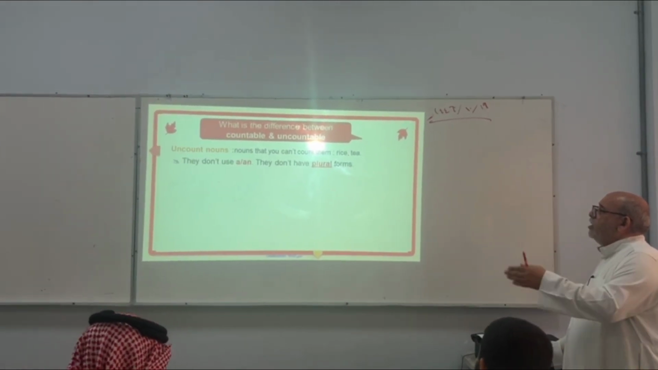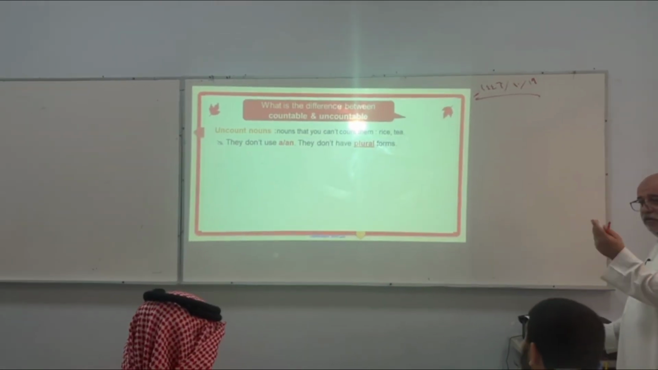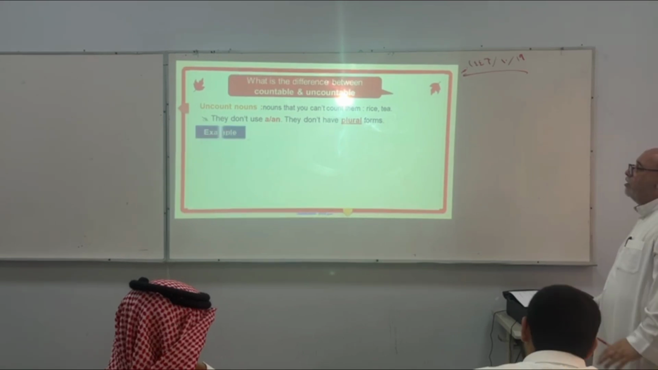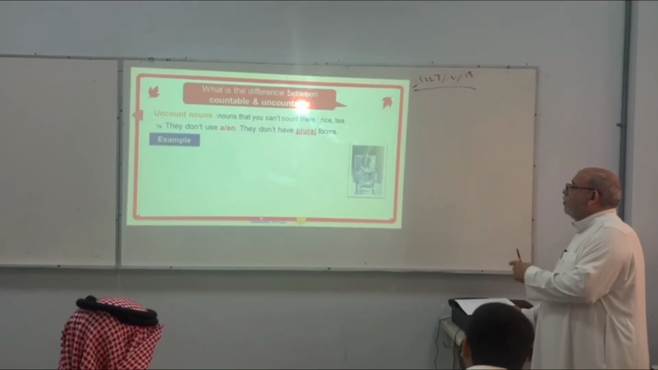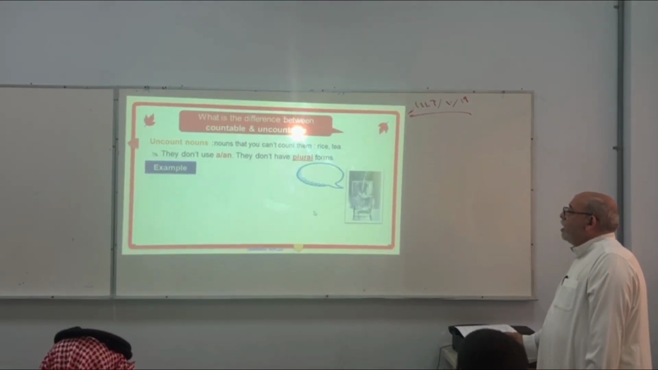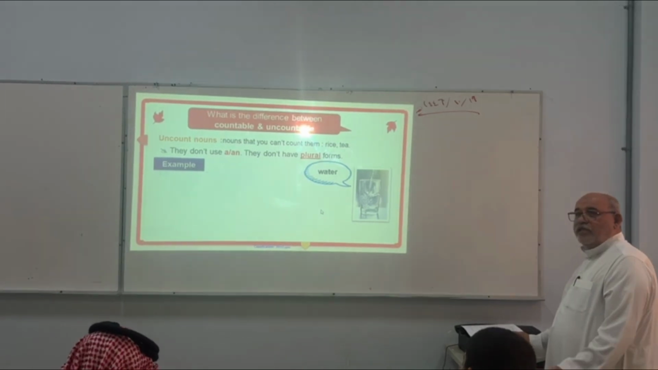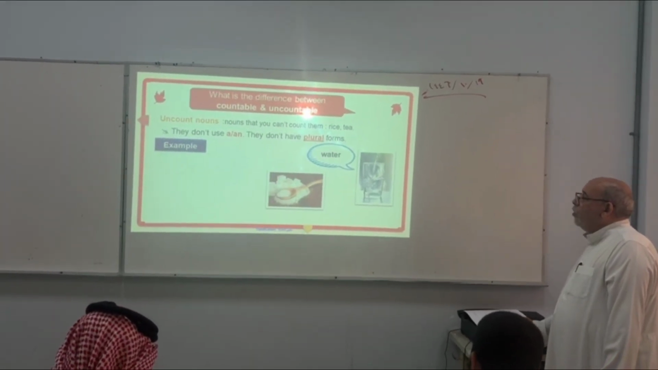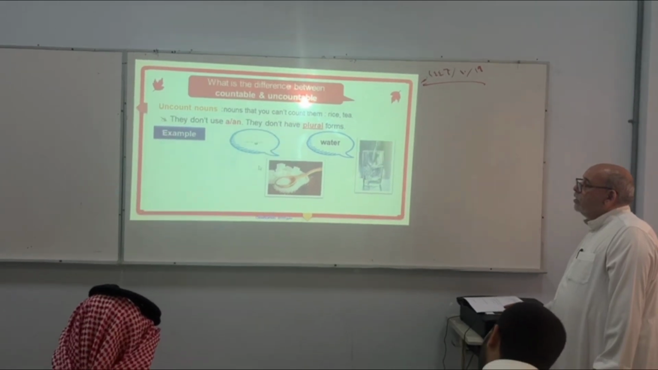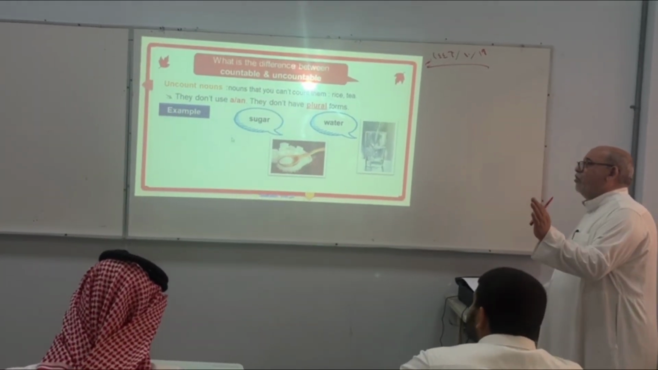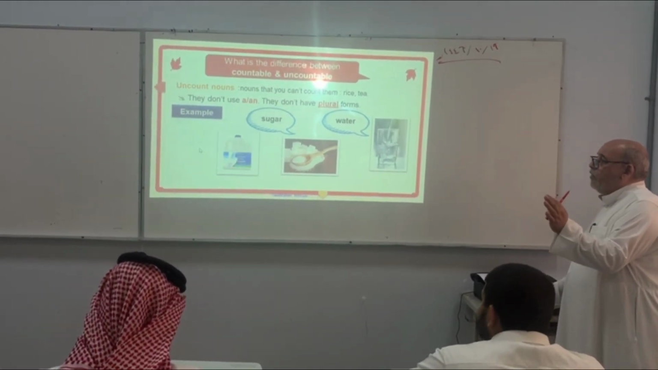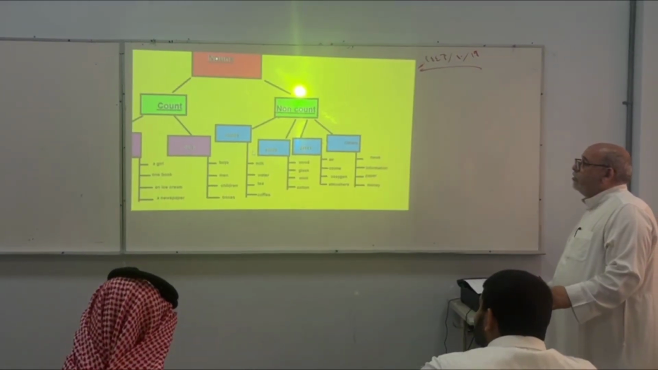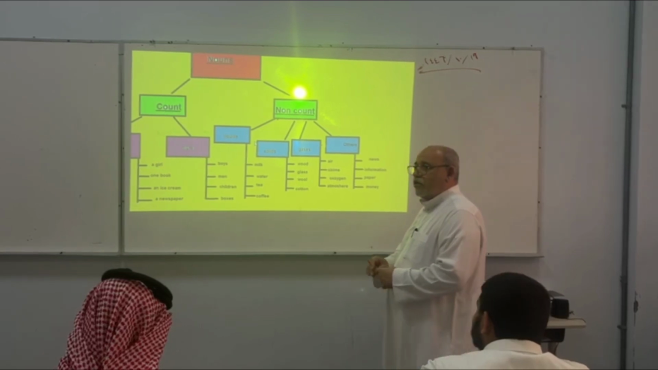If I have rice or tea, we don't have a, an, or one. This is a quantity. For example, you can have water, but you can't say a water or an water. We have sugar, this is a quantity. This is uncountable. And we have milk, this is uncountable.